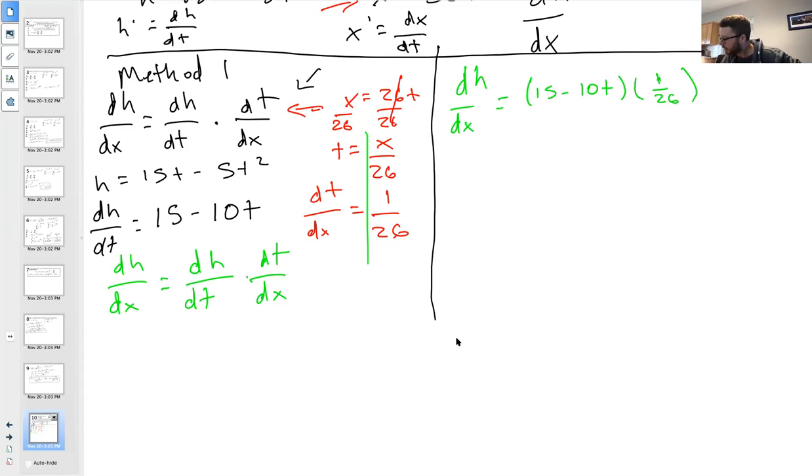At this case here, hopefully you're saying, Mr. Jones, we have a t as our variable in here, so we can't take the derivative of h with respect to x. Awesome. We know that t is equal to x over 26, so we can substitute that in now. So dh over dx is equal to 15 minus 10 multiplied by x over 26, multiplied by 1 over 26.